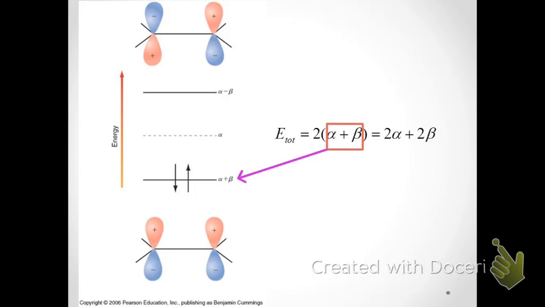It's important to remember this because in our next video we'll be talking about Huckel molecular orbital theory as it applies to butadiene, and we will compare the energy that we get from that to that of the ethene molecule.